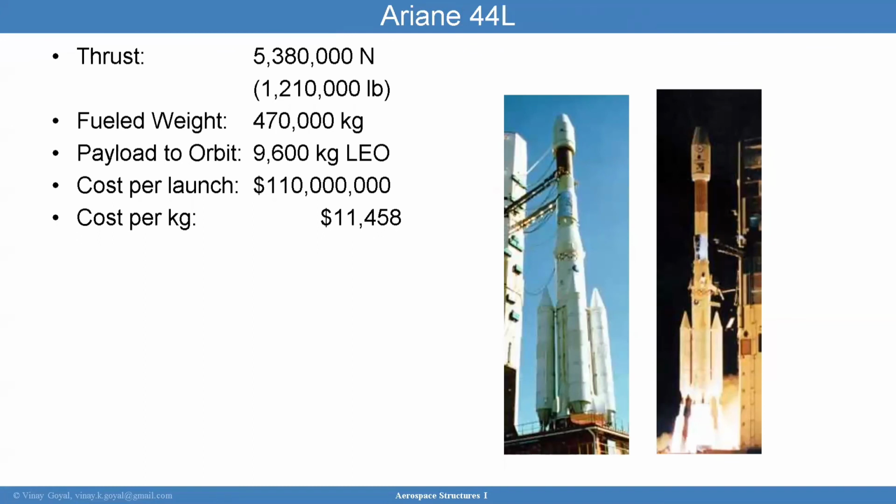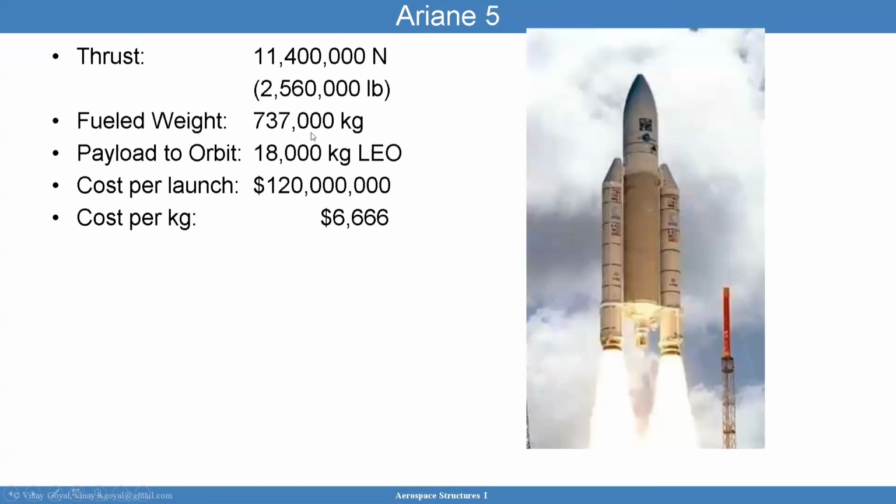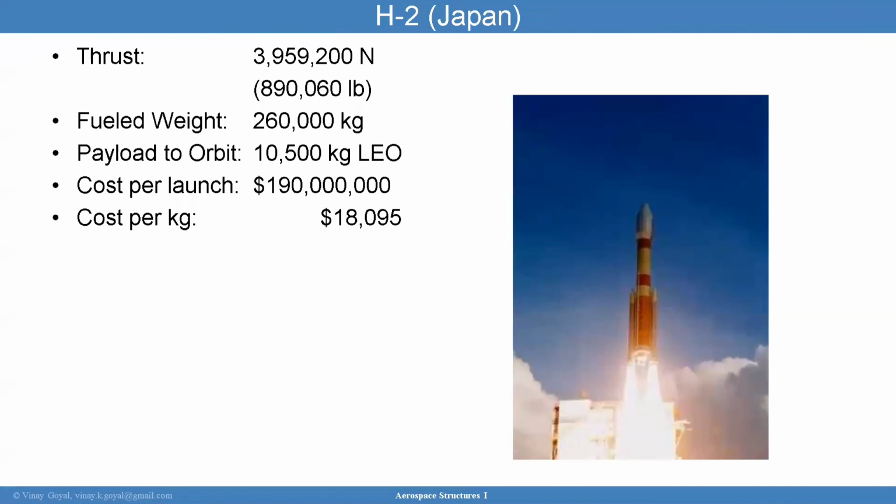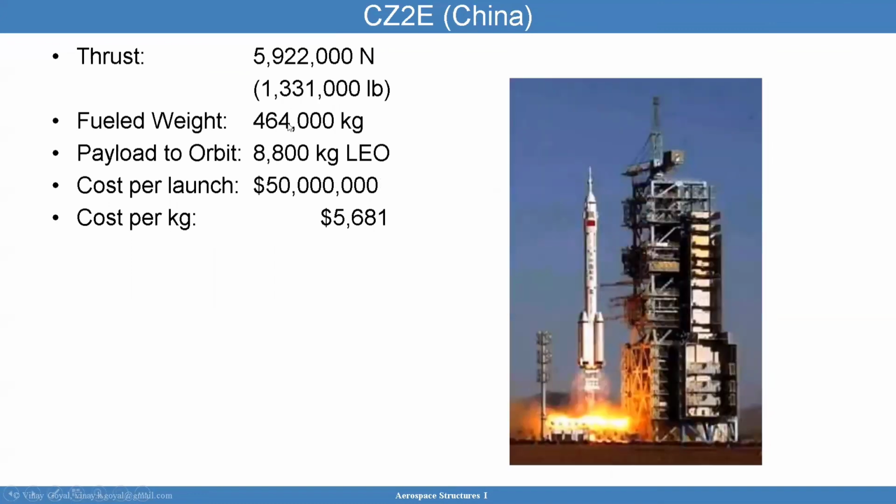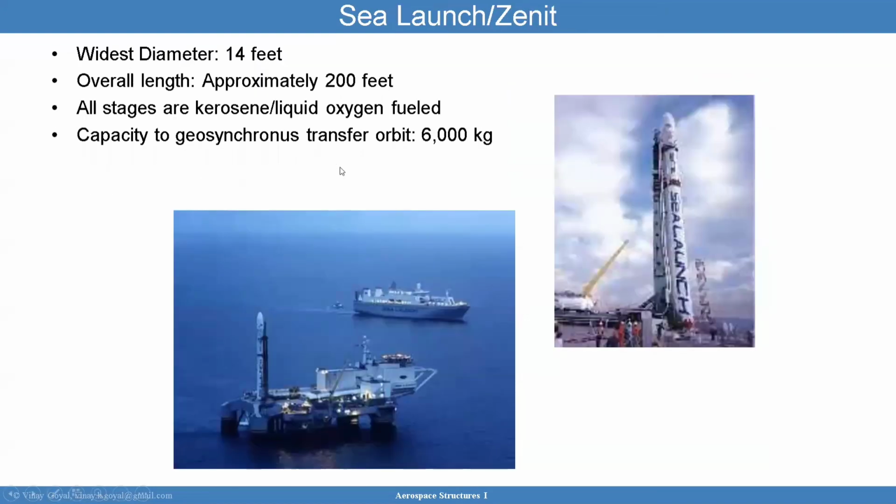Here's the Orion 44L, again a ratio about 10 there. Cost is $110 million. And then here's the Orion 520 million. The H2 Japanese rocket is about $180 million. Again, a ratio of thrust to fuel weight of about 10. You can see the cost per kilogram, very expensive. Every rocket is very expensive. Chinese have a great rocket as well in the $50 million range with a 10-to-1 ratio of thrust to weight.